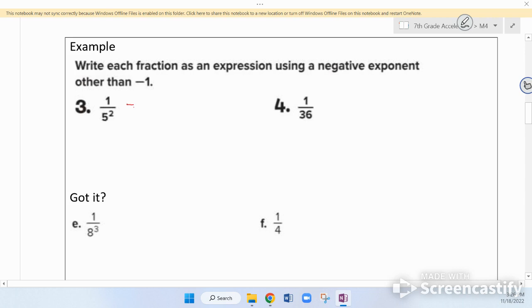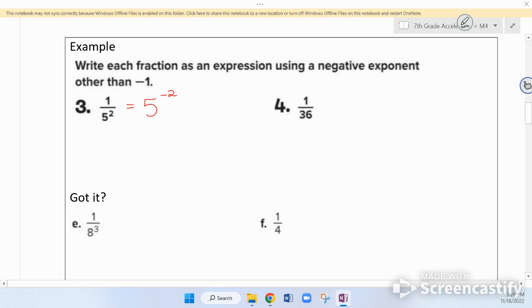First one should be simple. This guy, we know that we're dividing there by 2 5s, right? So then we can write it with a negative exponent like that. Dividing by 2 5s, we can simplify it as 5 to the -2.